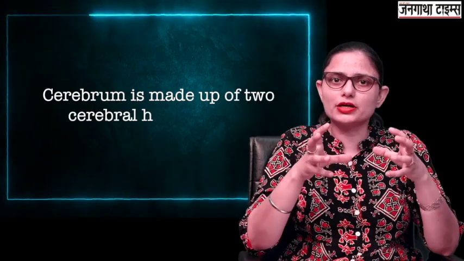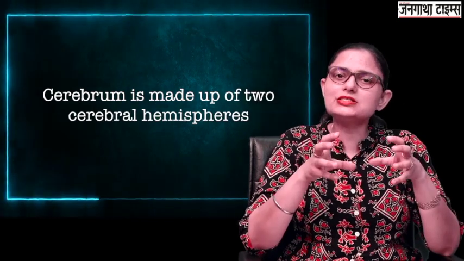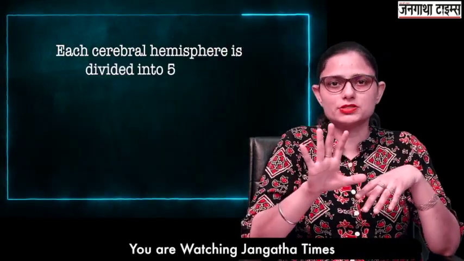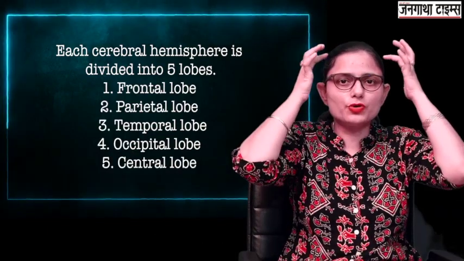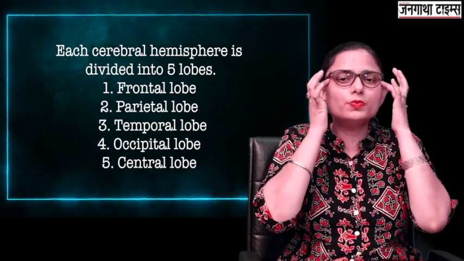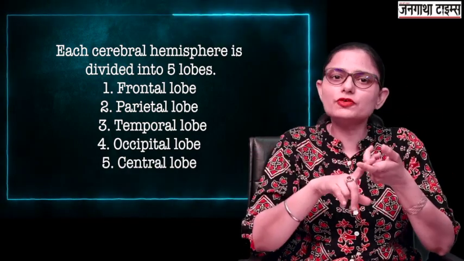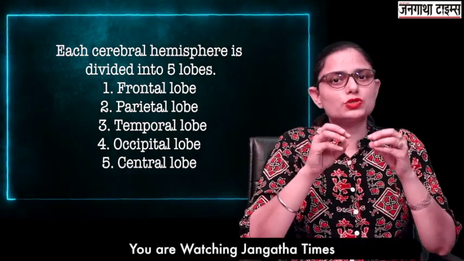It has two cerebral hemispheres, and both these cerebral hemispheres have five lobes: the frontal lobe, the parietal lobe, the temporal lobe, the occipital lobe, and the fifth lobe is the central lobe, which is located medially.